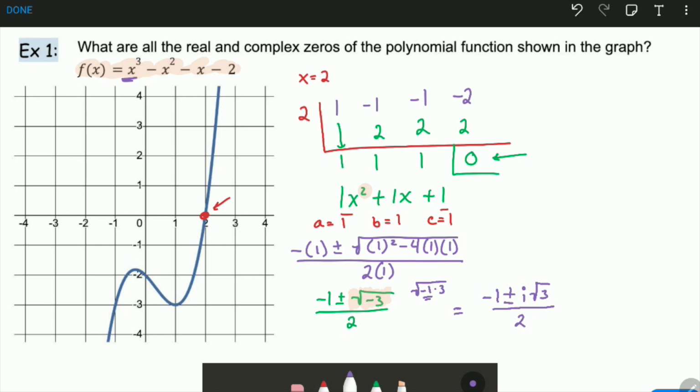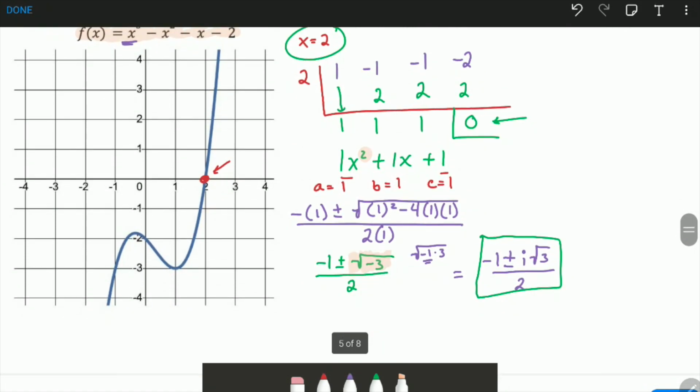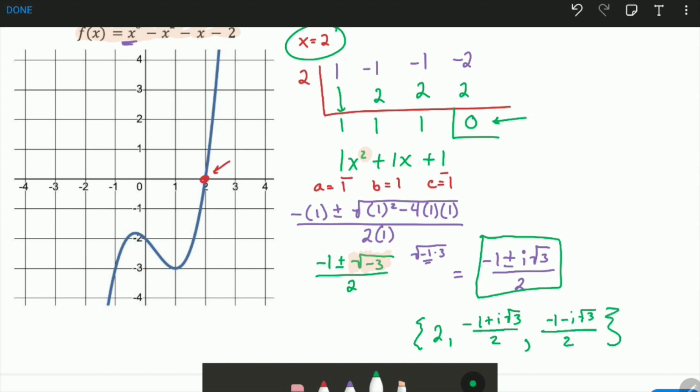And this gives us all 3 roots to add up to the degree. The first root is the 2 that we found earlier. The second and third roots are negative 1 plus or minus i square root of 3, all over 2. Remember, the plus or minus means that there are 2 separate answers. So overall, if I list them out, we have 2, negative 1 plus i radical 3 over 2, and negative 1 minus i radical 3 over 2. And there are all the roots for this polynomial.